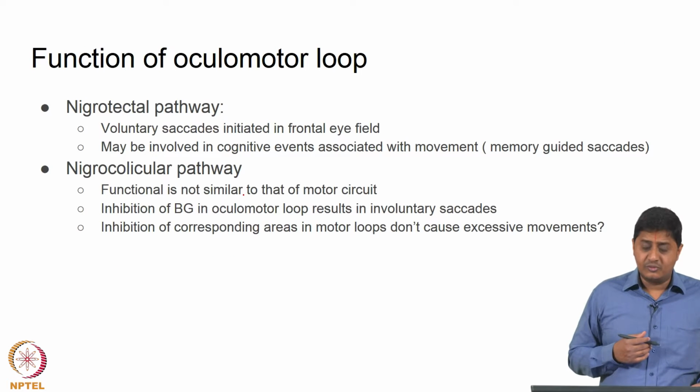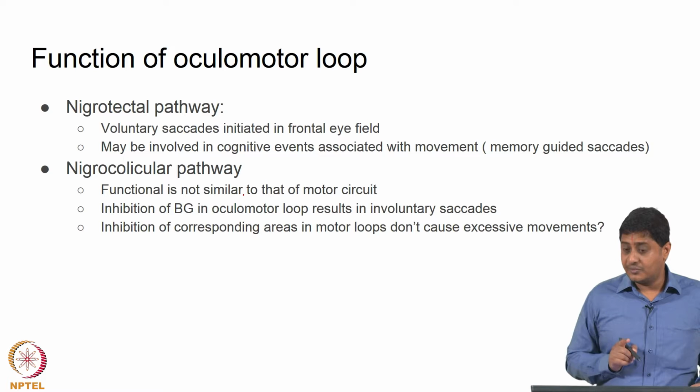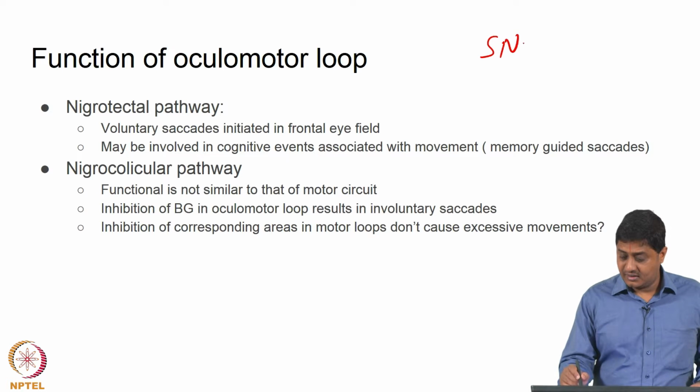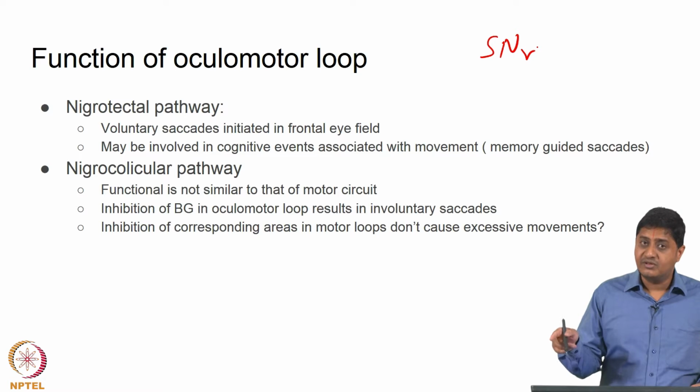So, what is the oculomotor loop responsible for? There are two pathways, the nigrotectal pathway and the nigrocollicular pathway. Here when we say nigrotectal and nigrocollicular pathway, we are talking about substantia nigra pars reticulata, not substantia nigra pars compacta. Substantia nigra pars compacta sends dopaminergic inputs to the striatum, whereas substantia nigra pars reticulata sends outputs to the areas that control eye movements.